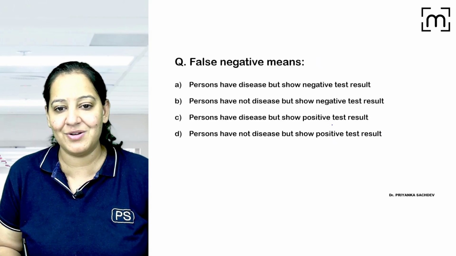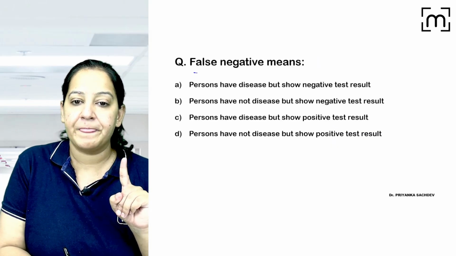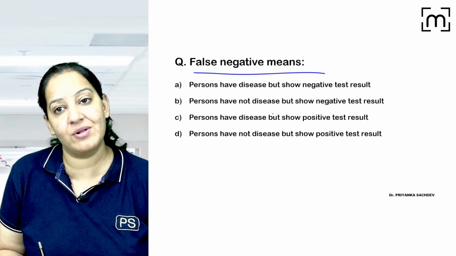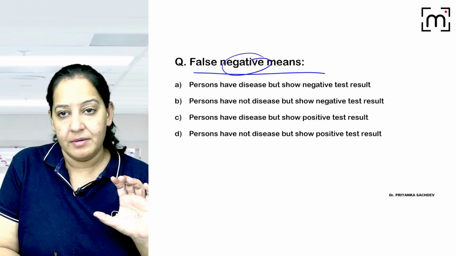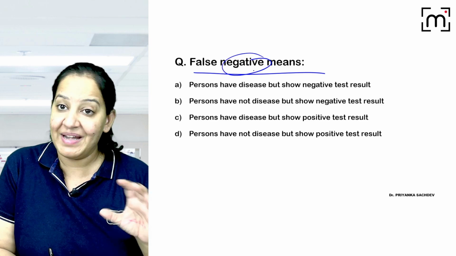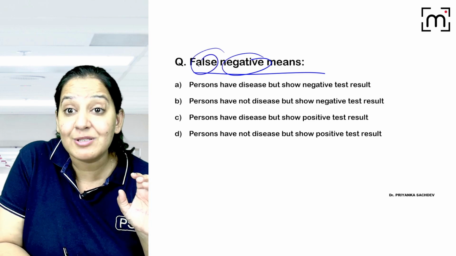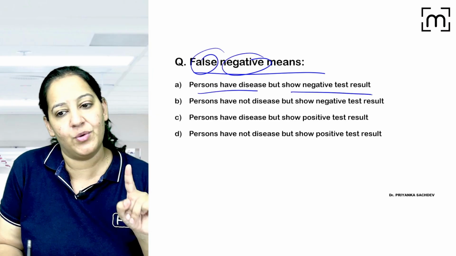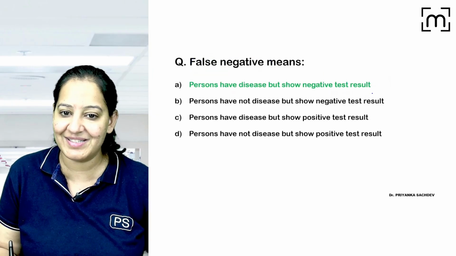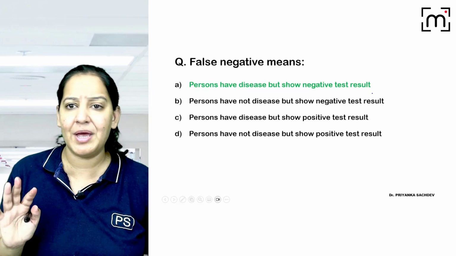We will solve some MCQs based on that. The first question is in front of you. False negative means what? False negatives are those where the test is saying they are negative, they are healthy, but actually they have the disease. They are false negative, not true negative. So the person who has the disease but shows a negative test result. Yes, I guess this is the correct answer. If you have the concept, you can make it out.